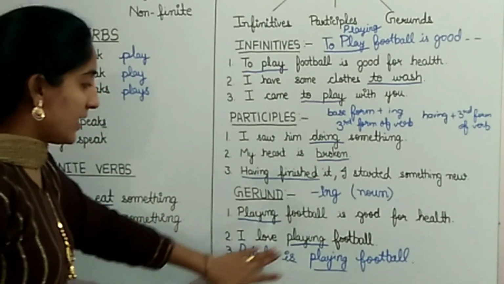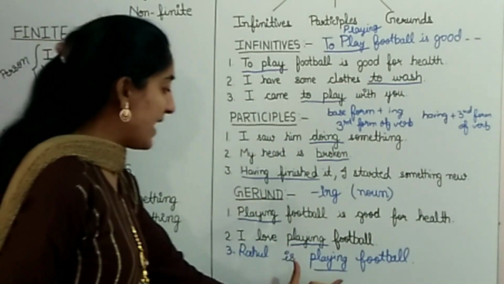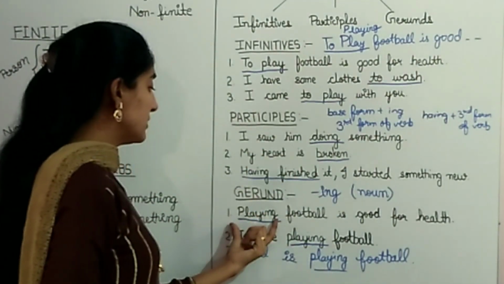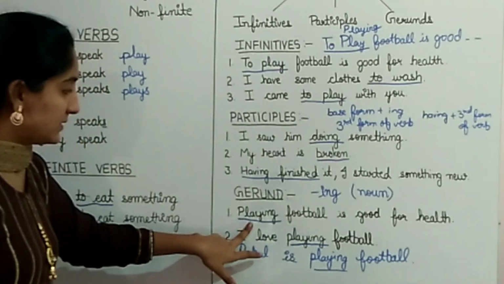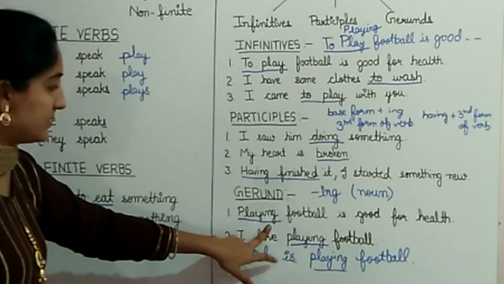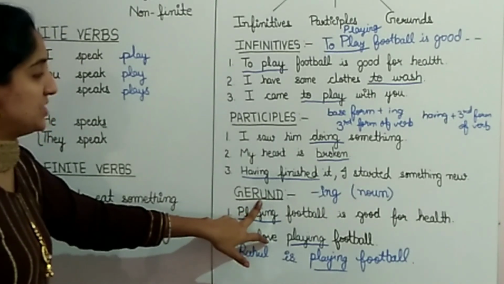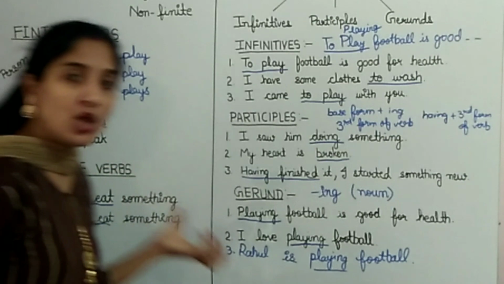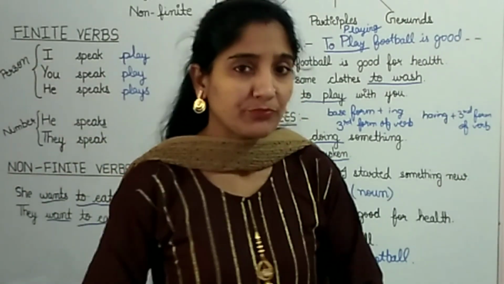So when the subject is doing something, that verb is a participle. But when the verb works as a noun and the ing form is there, that verb is a gerund. So these are all about the finite and non-finite verbs.